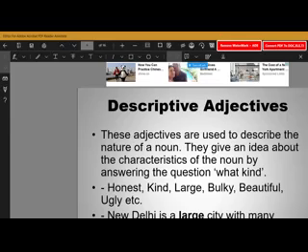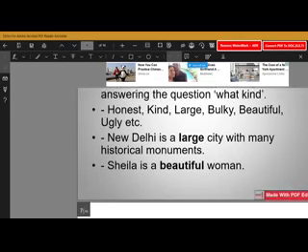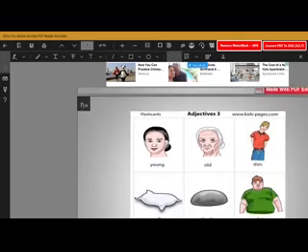Sheila is a beautiful woman. What kind of woman is Sheila? She is beautiful. That's how the adjectives large and beautiful are telling something about the noun they qualify, and they are telling what kind of nouns they are. Now come to the next slide.